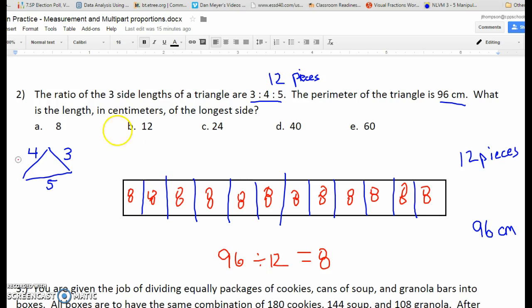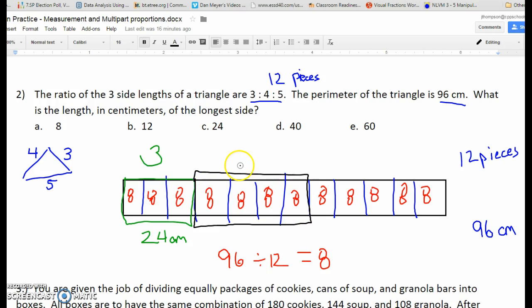I know that there's a 3 to 4 to 5 relationship here. So my first side length, the one with the 3, that's 3 of the 12 pieces. I know every piece is 8. So if I've got 3 pieces here, I've got 8 plus 8 plus 8, that's 24 centimeters. And my 4 side has 4 pieces, so that's 8 plus 8 plus 8 plus 8, that's 32 centimeters.